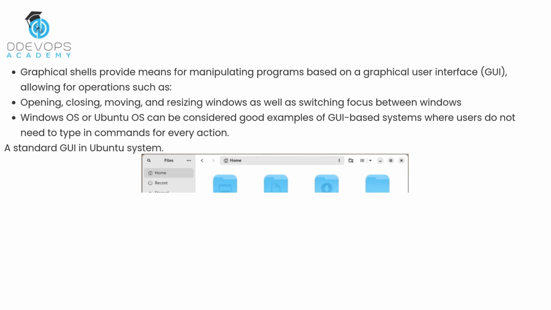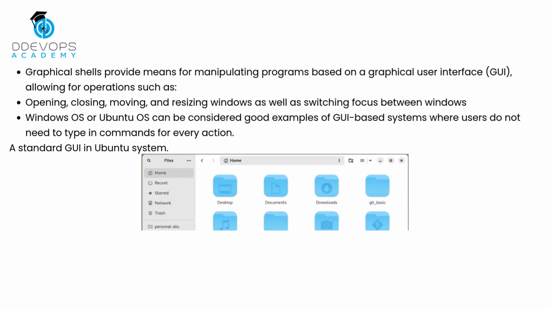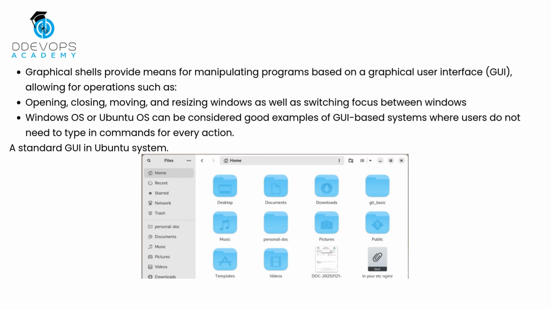Graphical shells make computing intuitive. Instead of typing commands, users interact through windows, icons, and menus. You can open, move, and resize windows, all without touching the terminal. Systems like Windows and Ubuntu offer rich GUI environments, making everyday tasks accessible to everyone. What you see here is Ubuntu's File Manager, a perfect example of a graphical shell in action.